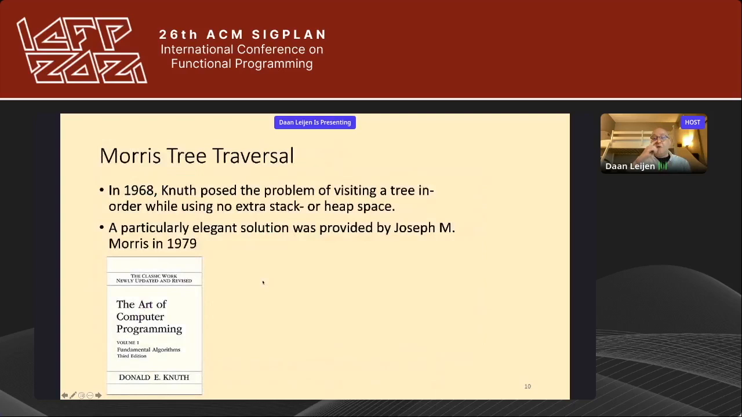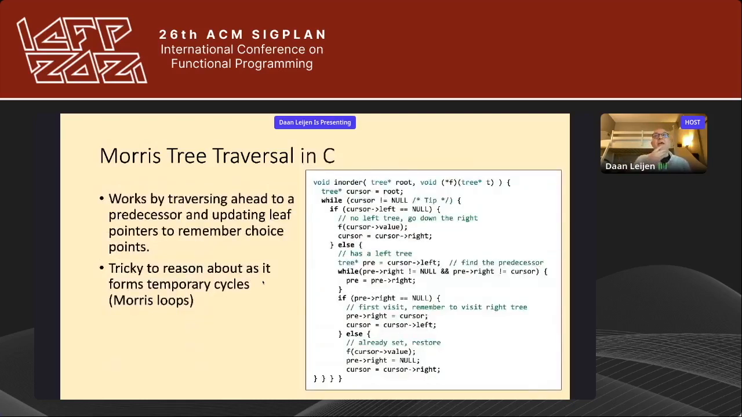So this is a known problem, actually. Knuth had this problem of in-order traversal without using extra stack or heap space. And Morris had a really nice solution to this. I always thought it was the Morris of Knuth-Morris-Pratt, but actually it's another Morris. So that's something to know about. And this is a solution in C of the Morris traversal. It visits a tree in order without using any extra heap or stack space. But it's tricky.